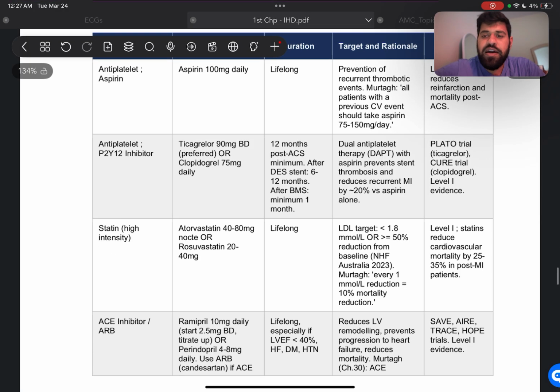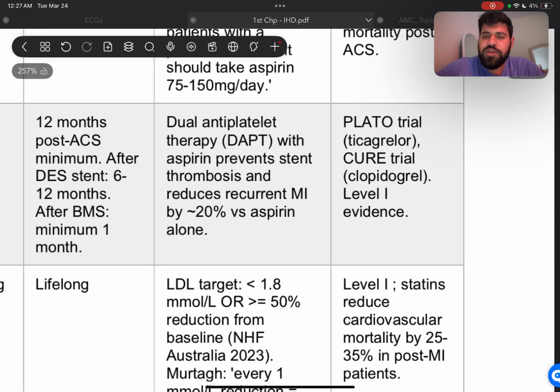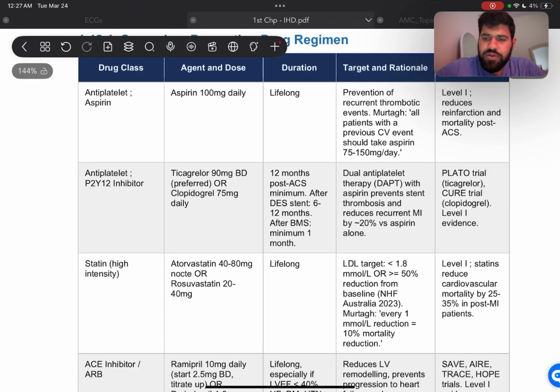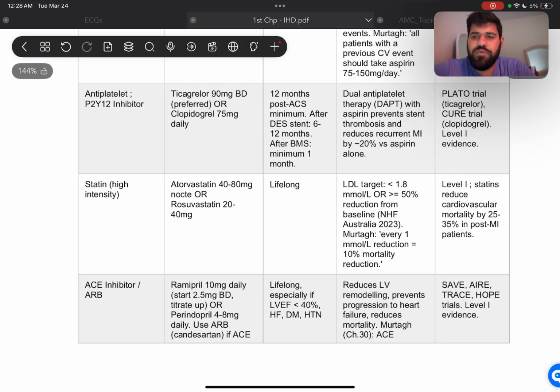All right. And there are different trials that have been done. So you can see the PLATO trial, CURE trial. I've not seen any questions about this, but that could come, that the patient is using antiplatelet with the PLATO trial or the CURE trial. So just have a look at it, just to get the knowledge of it, but it's not very essential.